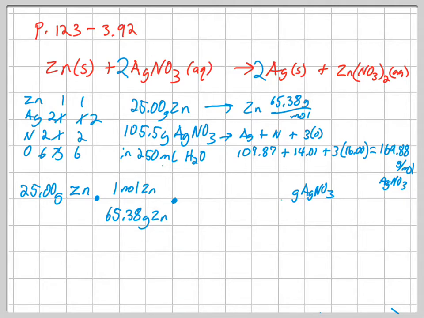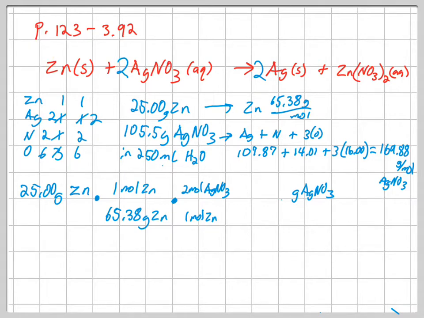We know that the ratio between zinc and silver nitrate is for every 1 mole of zinc, we will use 2 moles of silver nitrate. Where does that come from? Well, that comes directly from the reaction equation here. See my highlighter?